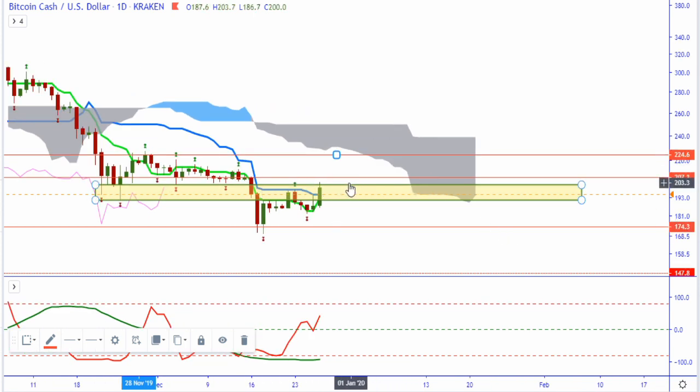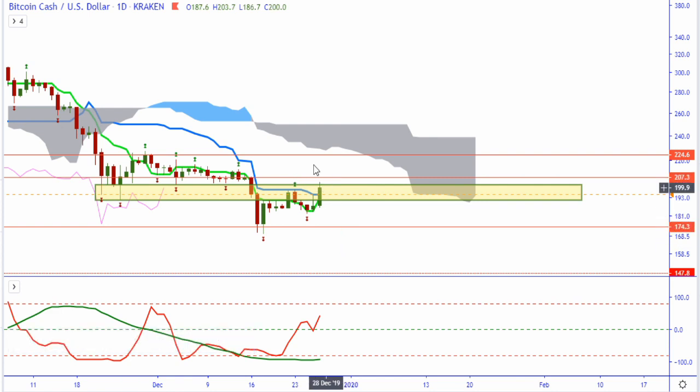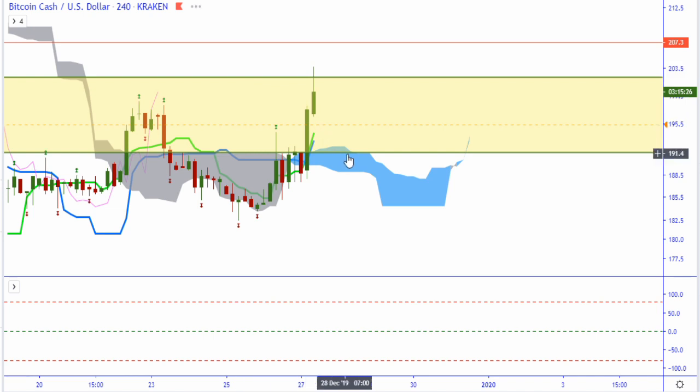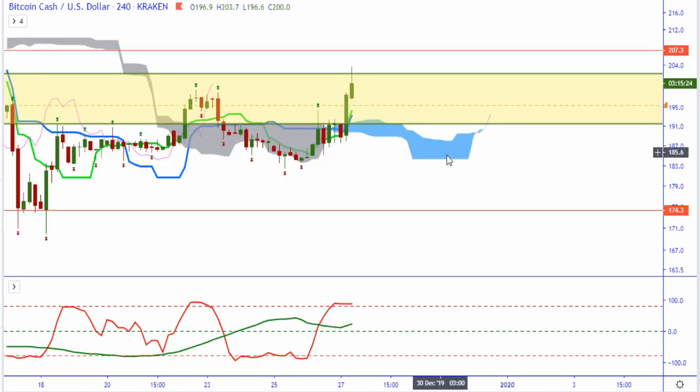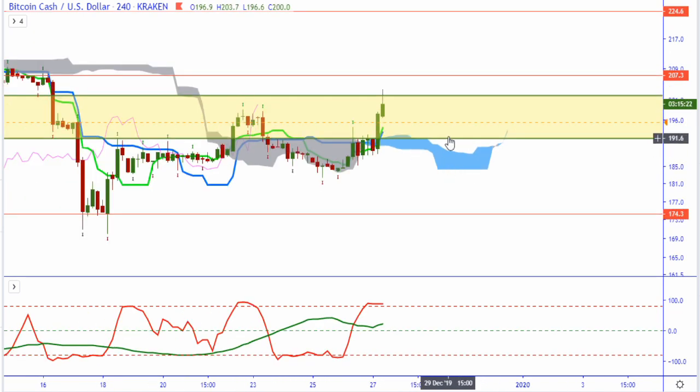So I'm looking at this point right here. What I'm really looking at is getting a short opportunity. So when I went to the 4-hour time frame, you could see the rejection here. So we're rejecting this level pretty well, but we still have 3 hours and 15 minutes for this candle to close.